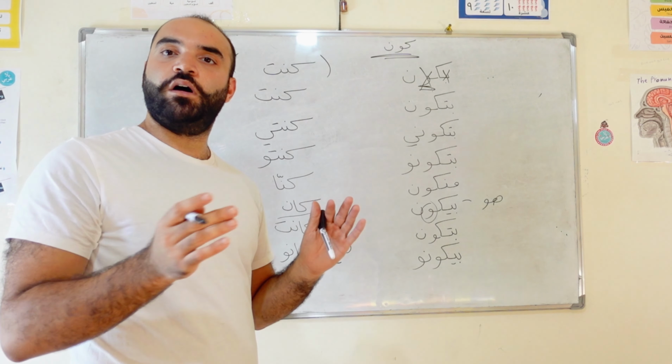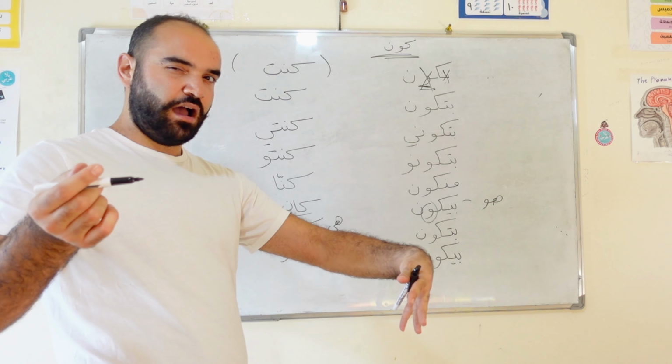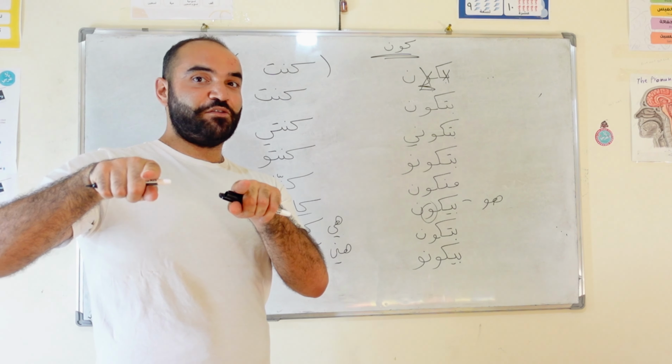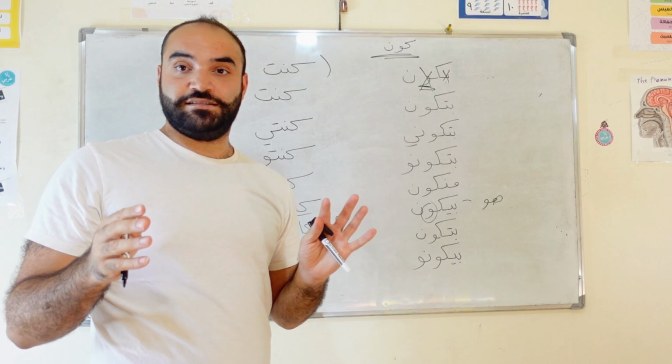For example, أنا بكون مبسوط لما تكون مبسوط. I am happy when you are happy. So for something related to time, you use بكون. صح? We have talked about it. If you didn't watch this one before, please go and watch it because you're not going to understand us.